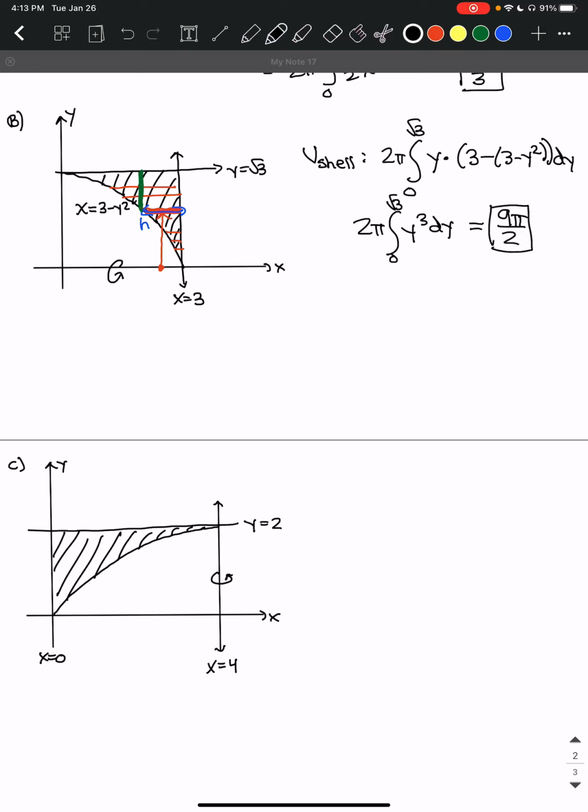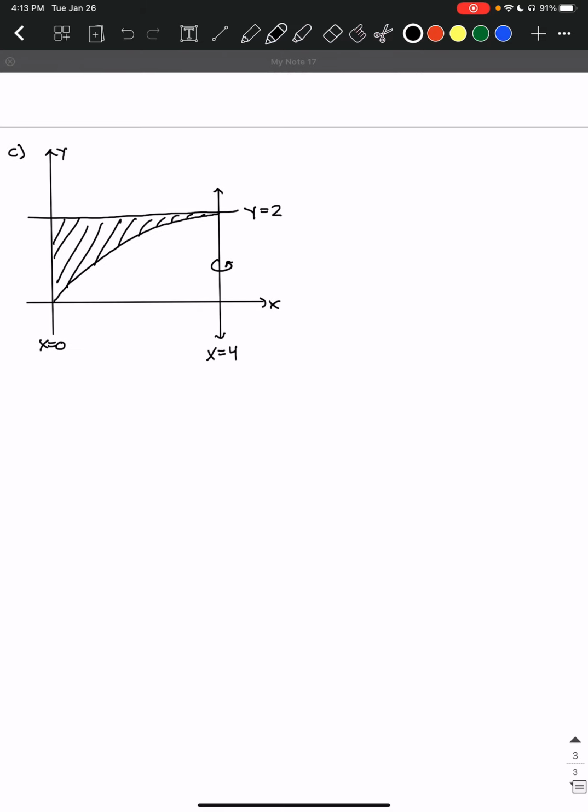It's good practice to try it with the washer method. All right, our last example here, we're going to do something a little funky, and we're going to revolve around a different axis than just the coordinate axes. So let's go around the line x is equal to 4.